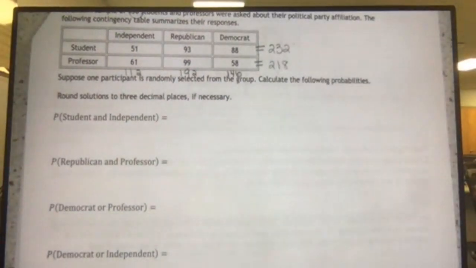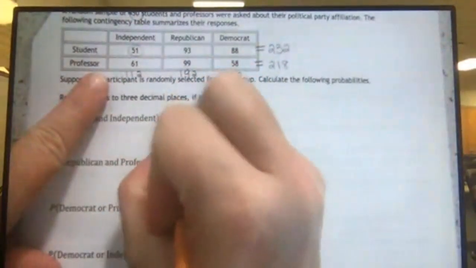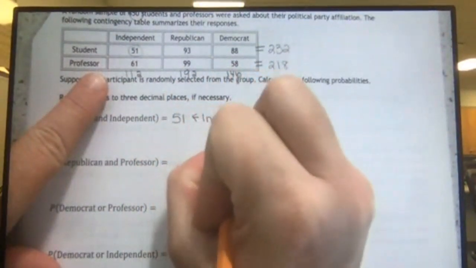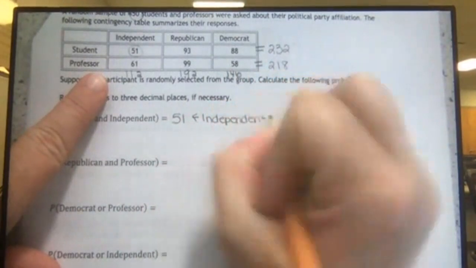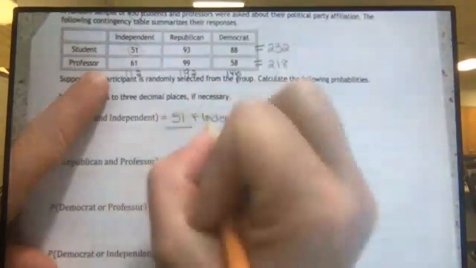Same thing like we've been doing. Suppose one participant is randomly selected from the group. Calculate the following, rounded to three decimal places as needed. The probability that the person chosen is a student and independent. So we have 51 independent students out of our total 450.